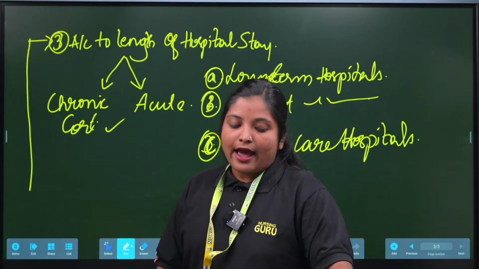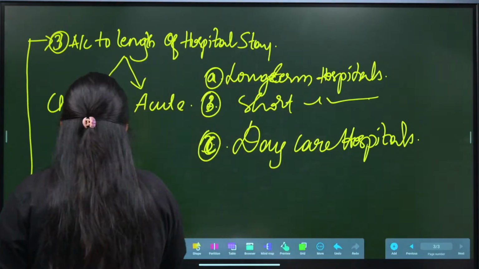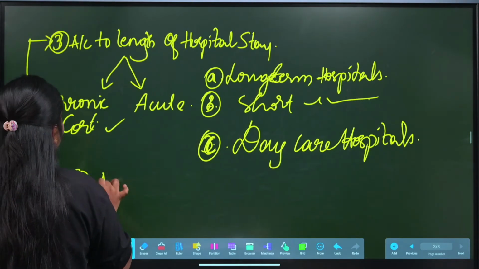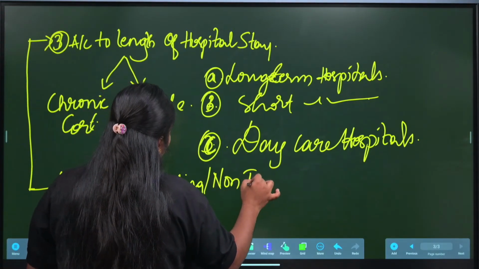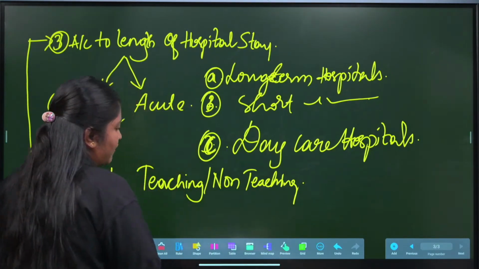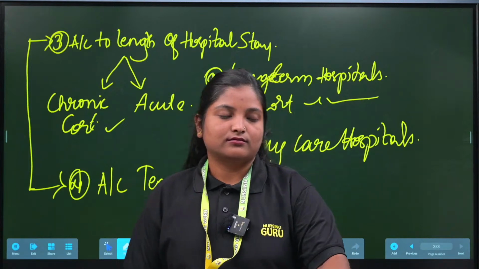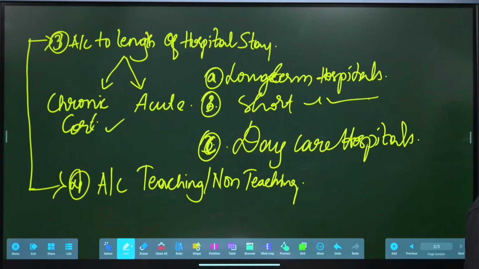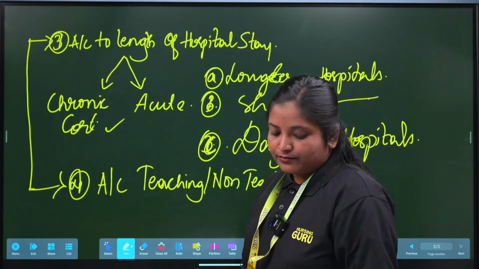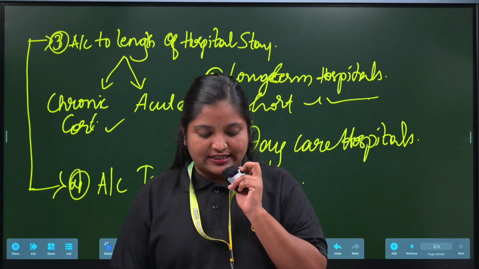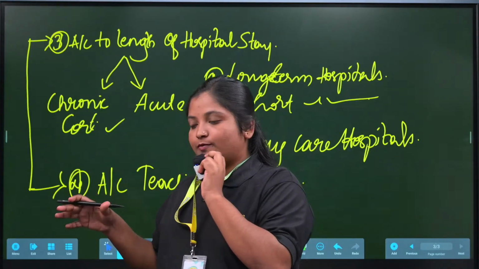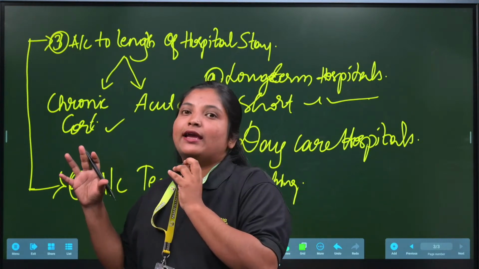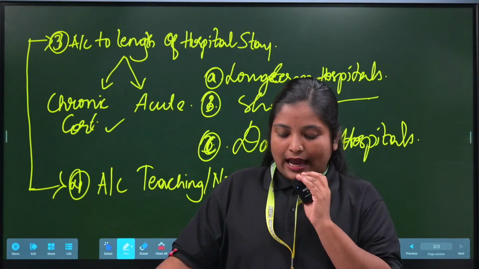Then the fourth classification is according to teaching or non-teaching facility. Read this one. According to teaching or non-teaching facility, teaching hospitals are the medical colleges or nursing and paramedical colleges, the schools attached to it. So teaching hospital means medical, nursing or paramedical colleges will be attached to it, and research activities are carried out in these institutions.